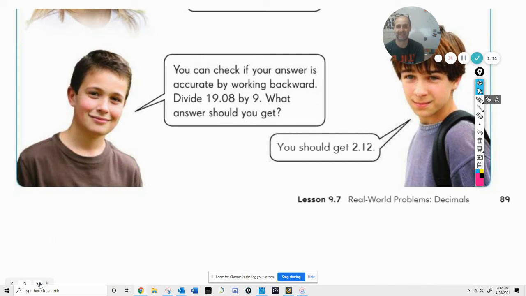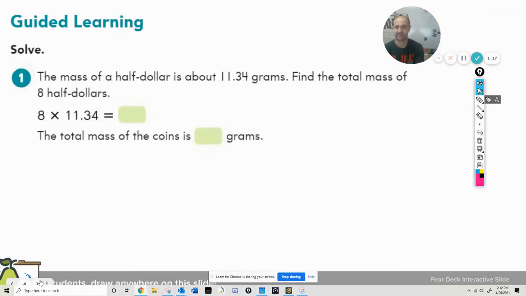All right. And yeah, you can always check by doing the opposite operation. Oh, wow, you got lots of people on the same page. It's getting crowded. Okay.